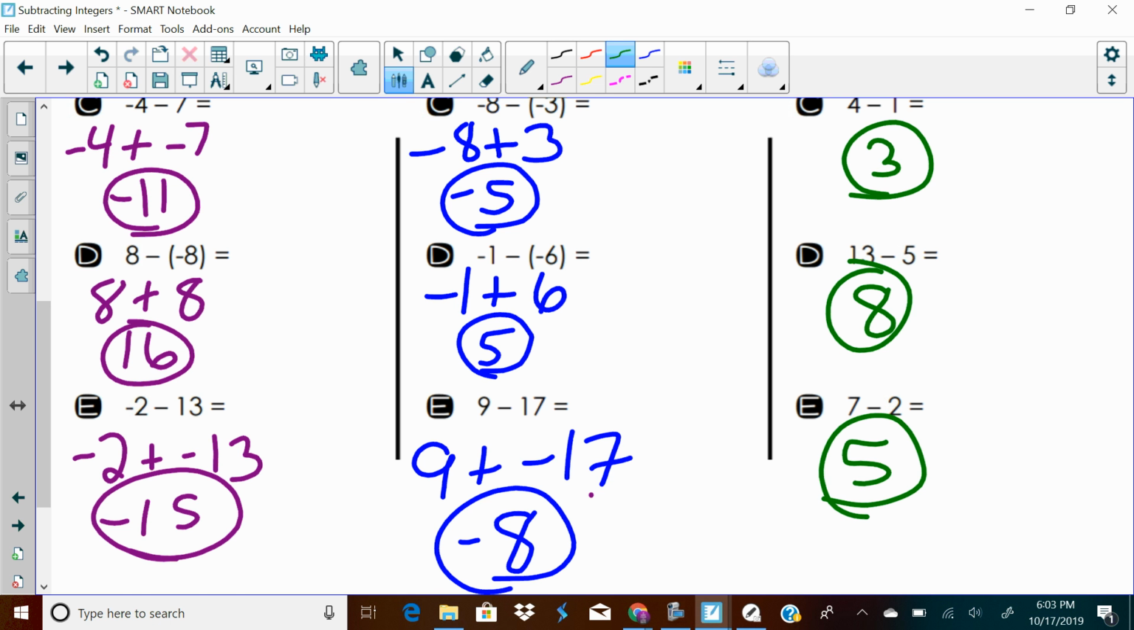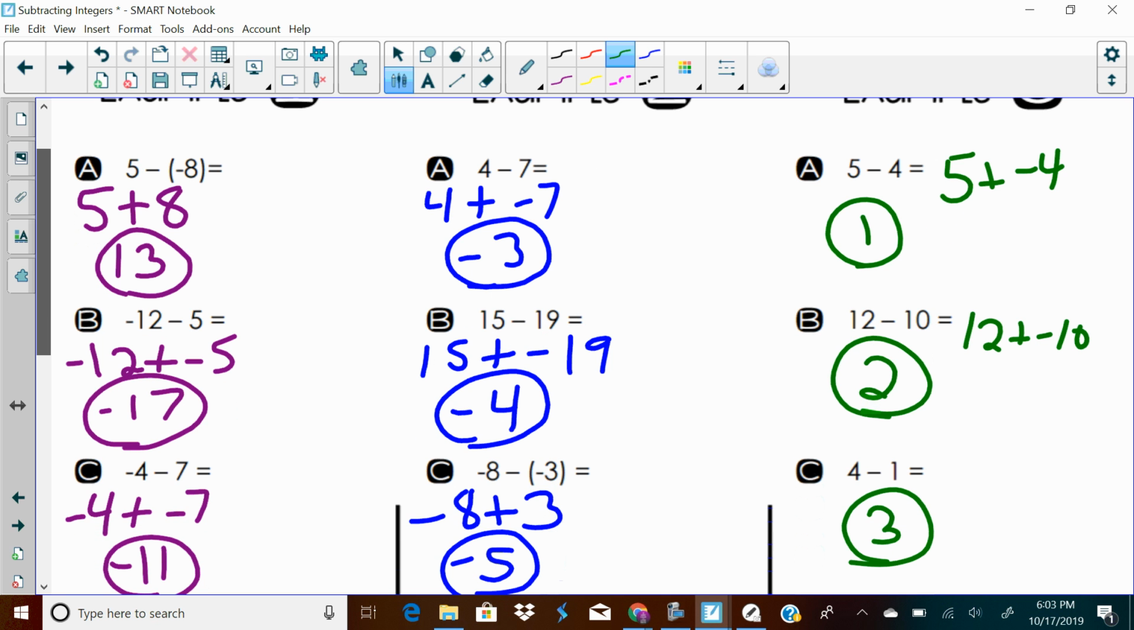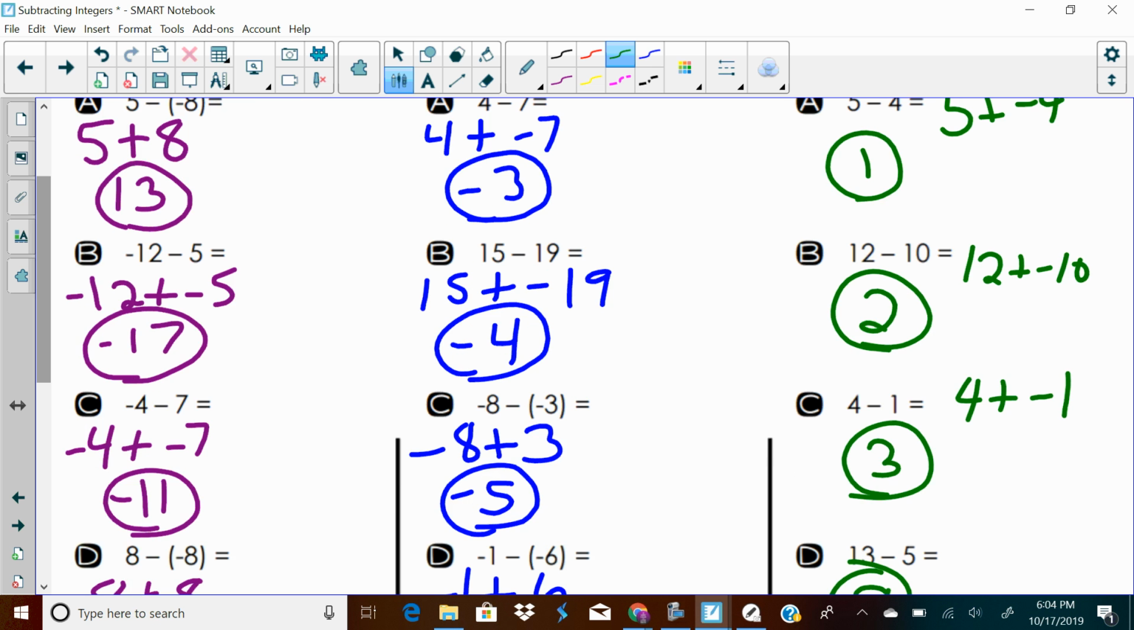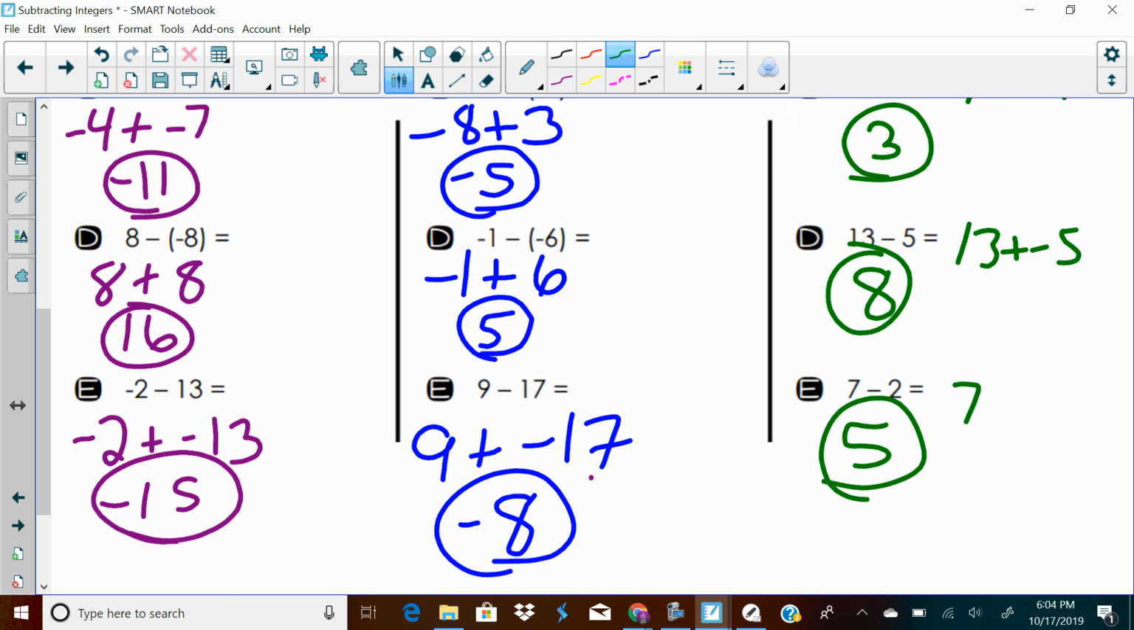Now, if you wanted to be consistent, you of course could change them. 5 minus 4, keep, change, change is going to become 5 plus negative 4. Still going to equal 1. 12 minus 10 is going to give me 12 plus negative 10, is still positive 2. 4 minus 1 would be 4 plus negative 1, still positive 3. 13 minus 5, 13 plus negative 5, still going to give me positive 8. And 7 minus 2 becomes 7 plus negative 2, just going to give me positive 5.